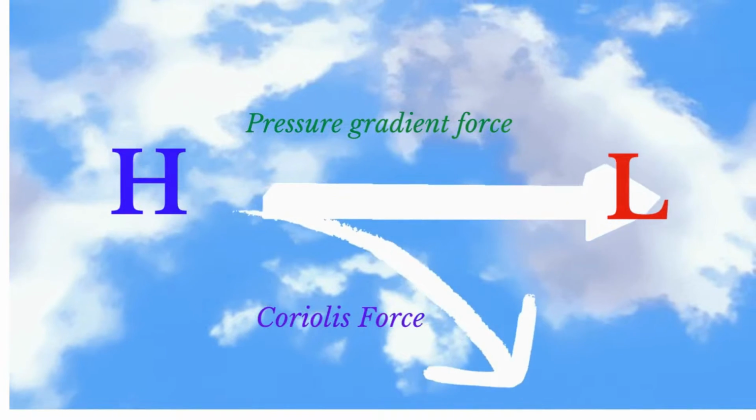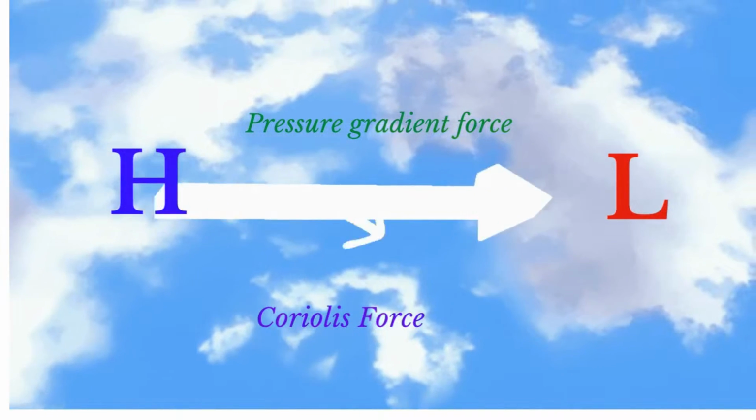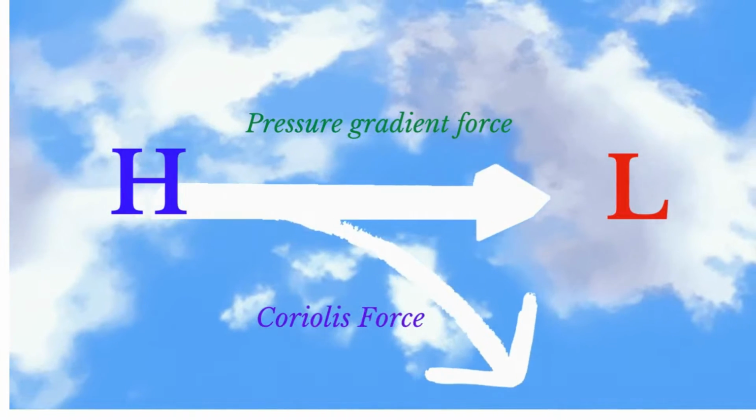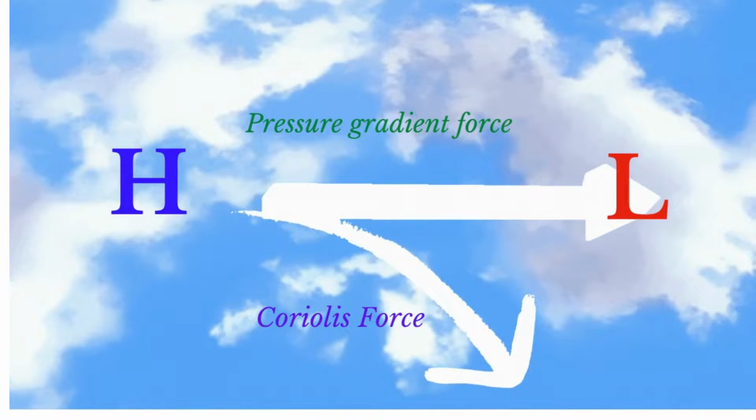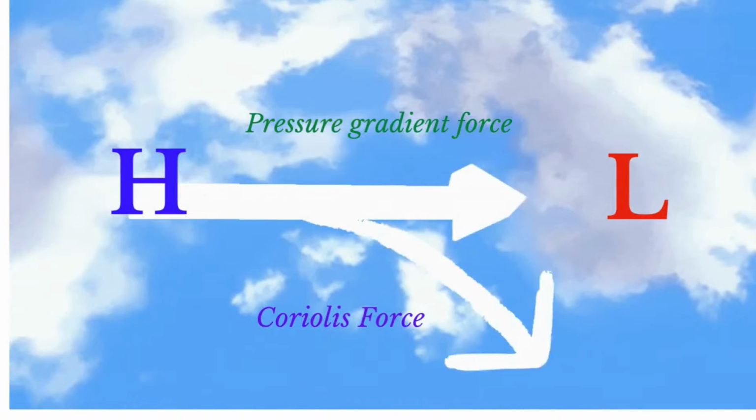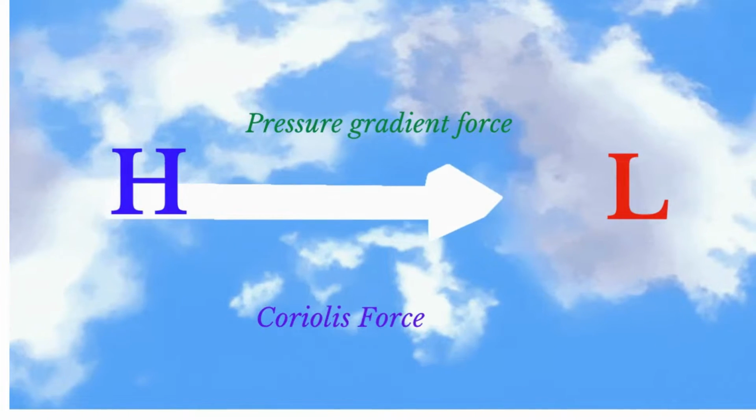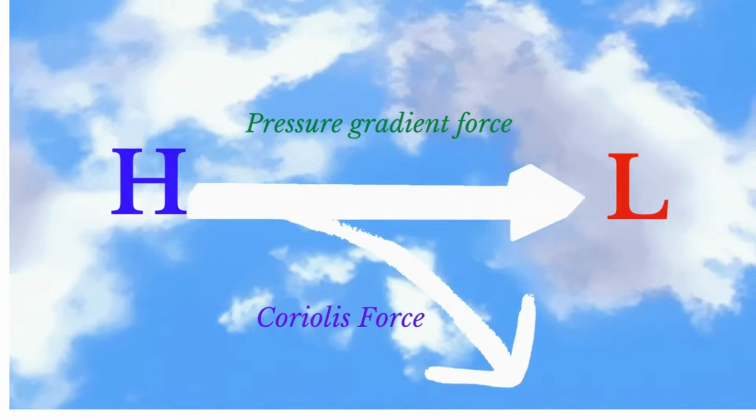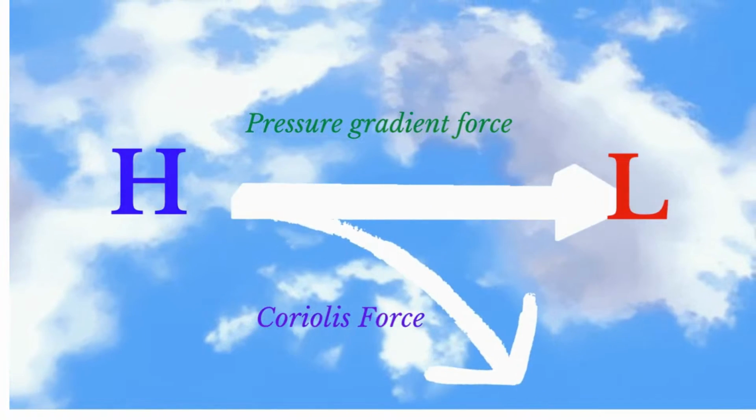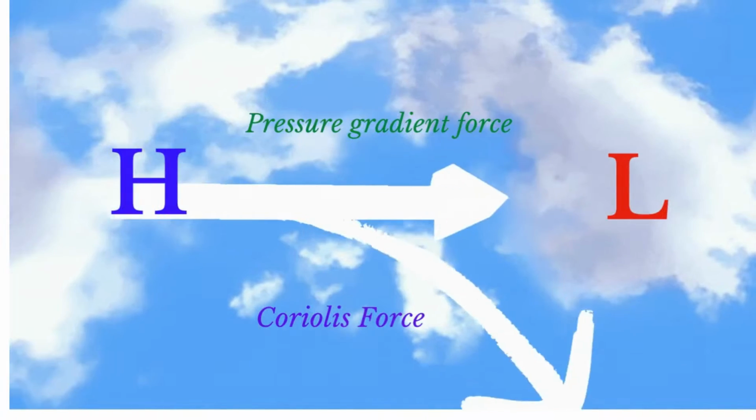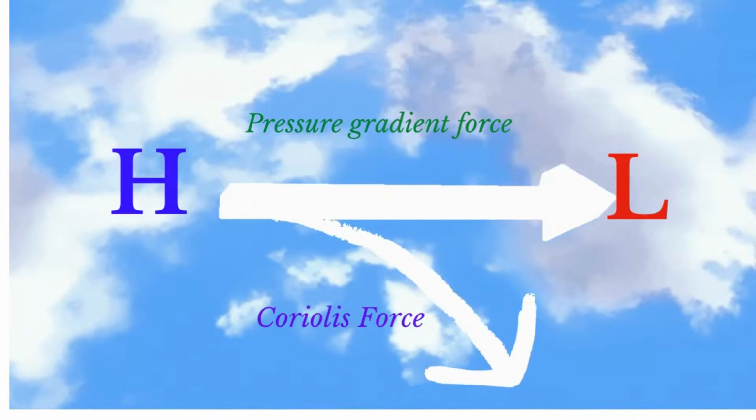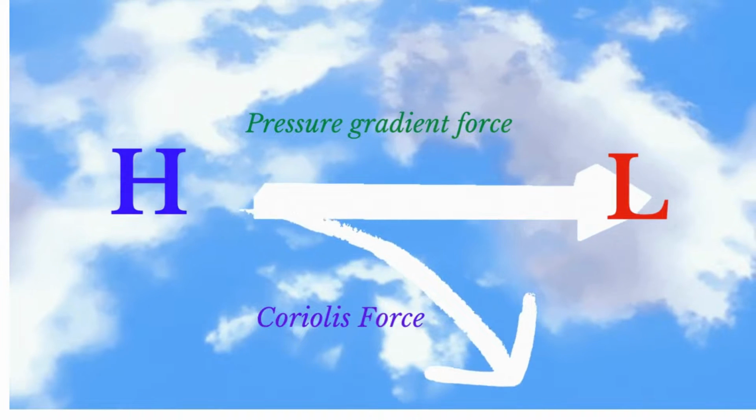After winds are initiated by the pressure gradient force, they can be modified by other forces. So, for example, as the wind blows, it may be influenced by friction, and friction generally slows down the wind. Another force which influences the wind is the Coriolis force.